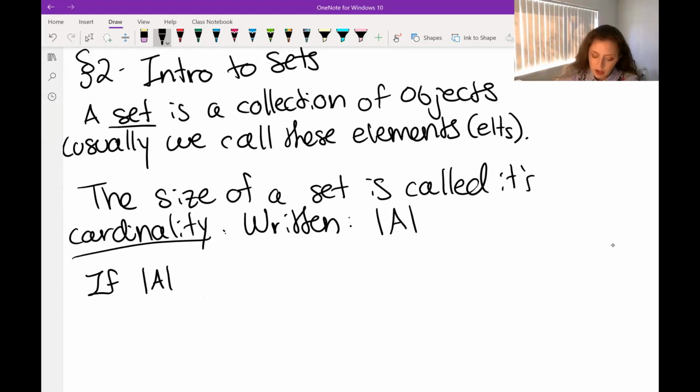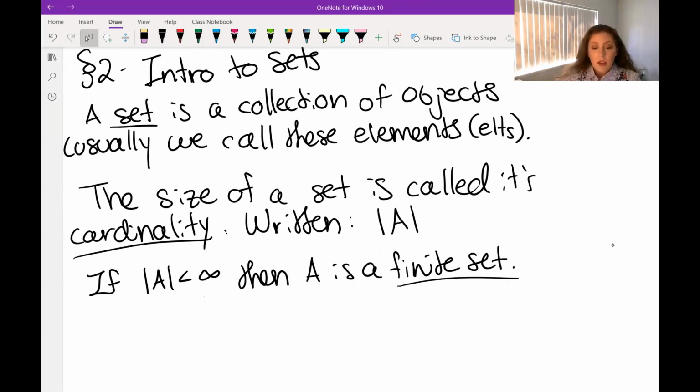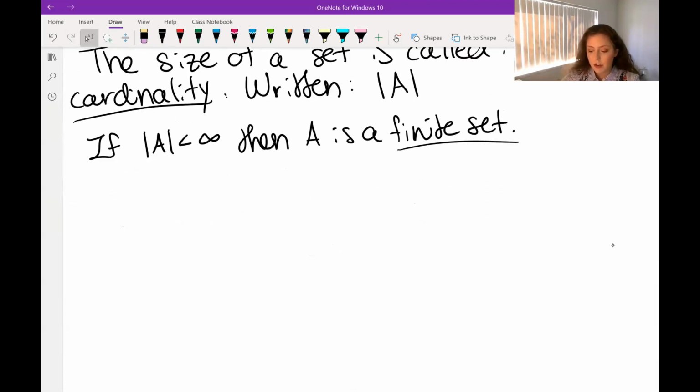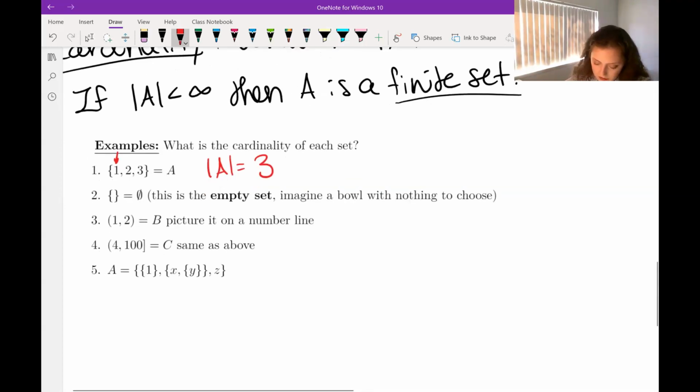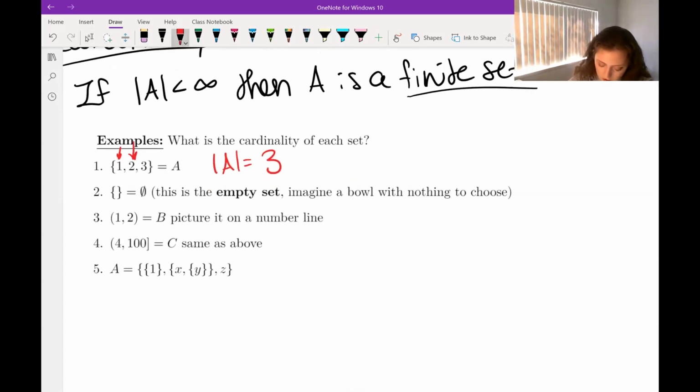If the cardinality of A is less than infinity, then it's finite; if not, it's an infinite set. All right, so again, I'm going to bring up some examples. With these examples, you could pause it now and try to figure out the cardinality of each. The cardinality of A is 3, because we have 1, 2, 3 elements in there.